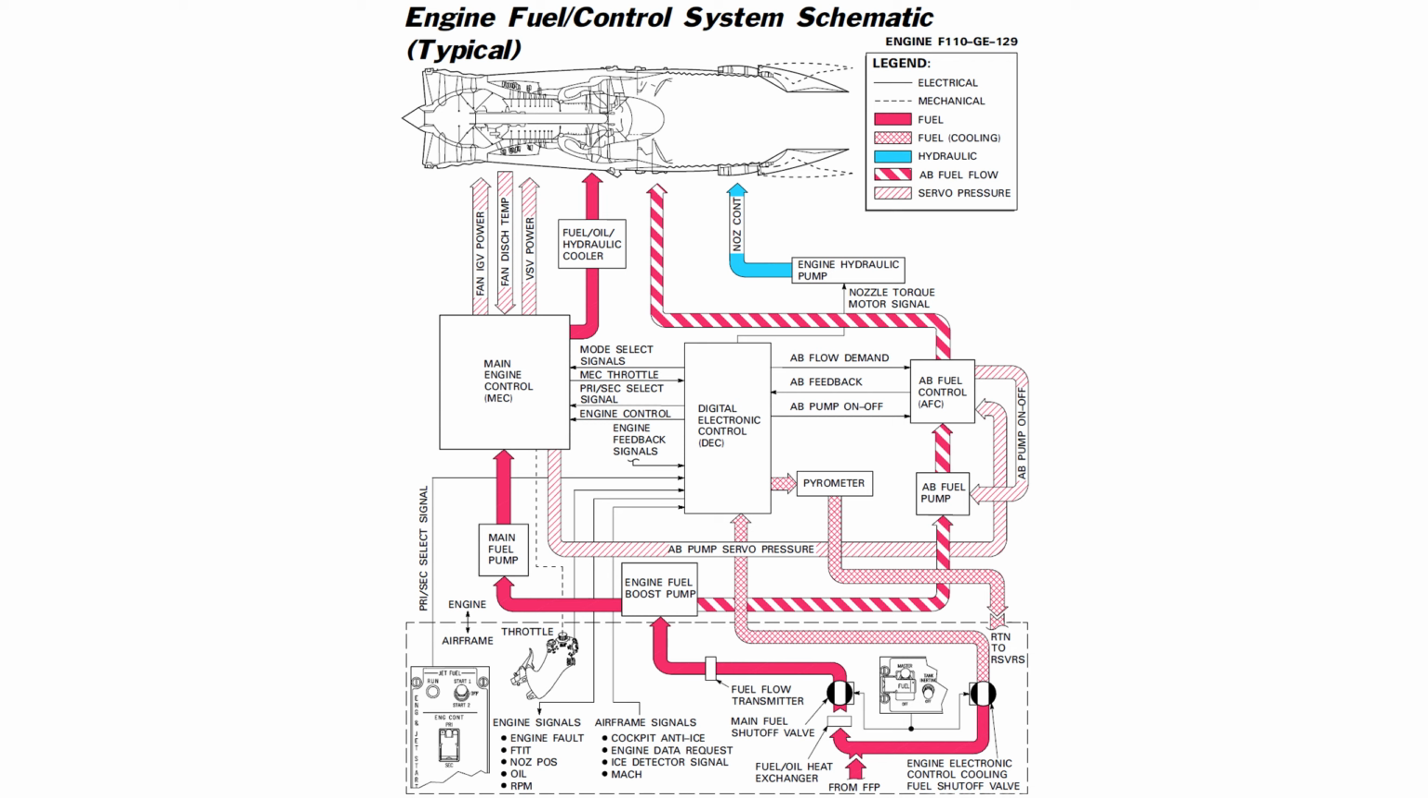The main fuel pump receives pressurized fuel from the engine fuel boost pump. It provides additional pressure and supplies fuel to the MEC. The afterburner fuel pump also receives fuel from the engine fuel boost pump, provides additional pressure, and supplies fuel to the afterburner fuel control. The pump operates only during afterburner operation.